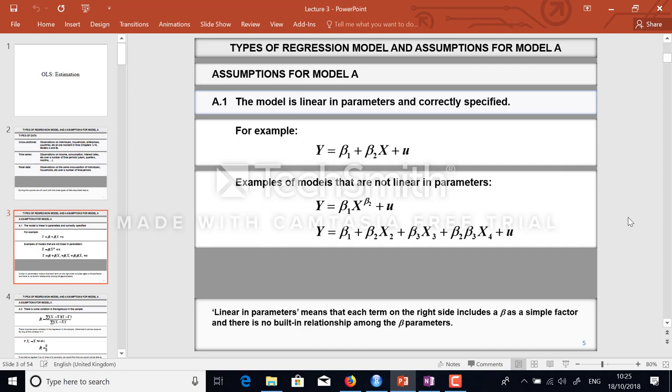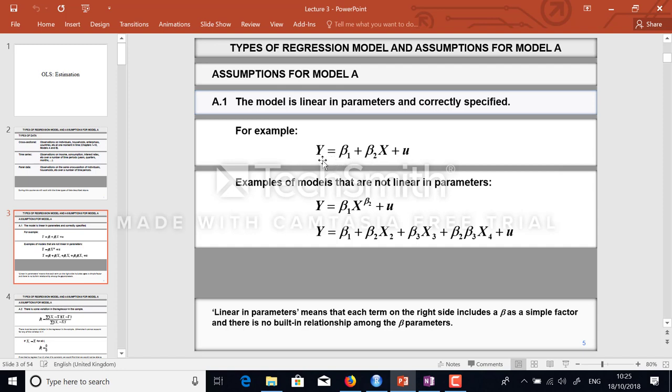Now, there are a number of assumptions for the OLS estimators to be valid, reliable and unbiased. We started with the first one, where we said that the OLS function is linear in parameters. In other words, the unknown parameters are the betas, not the actual x's. Do you remember this point from last week? So here, these betas, beta 1 and beta 2, are the unknowns.